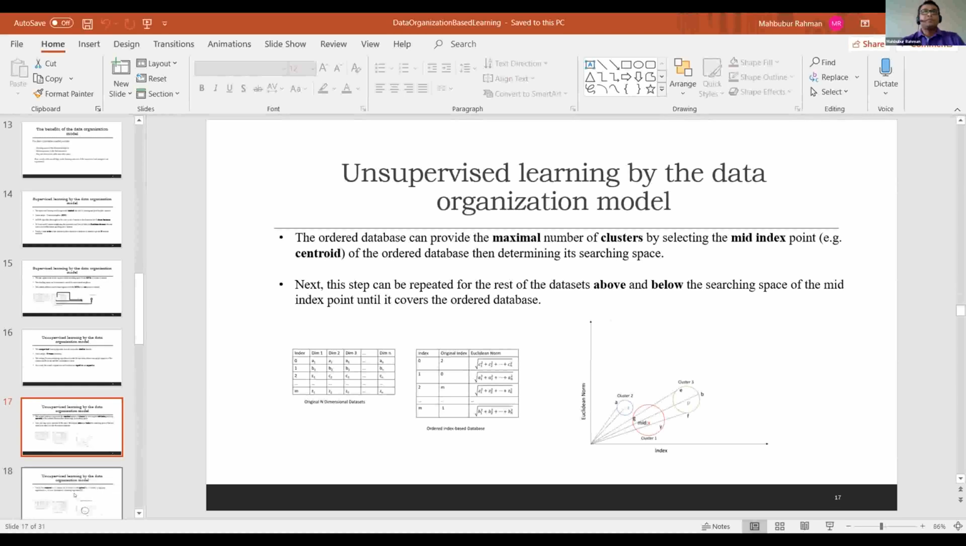So let's see how unsupervised learning can be enhanced by this data organization model.